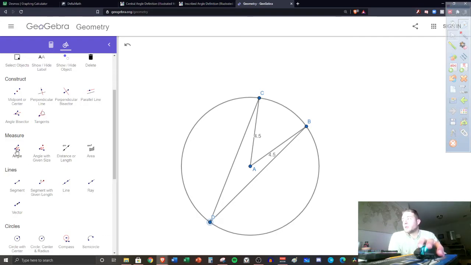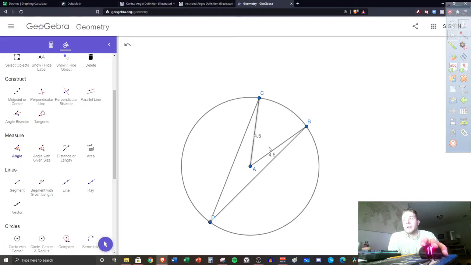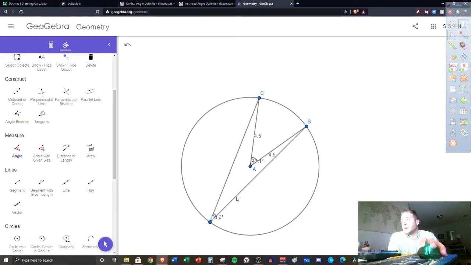So we're going to click the angle tool, and look what it says at the bottom. It says select 3 points or 2 lines. So we have 2 lines that we can pick. Let's go ahead and click AC and AB, so we get an angle. Go ahead and click angle again, and you click DC and DB.